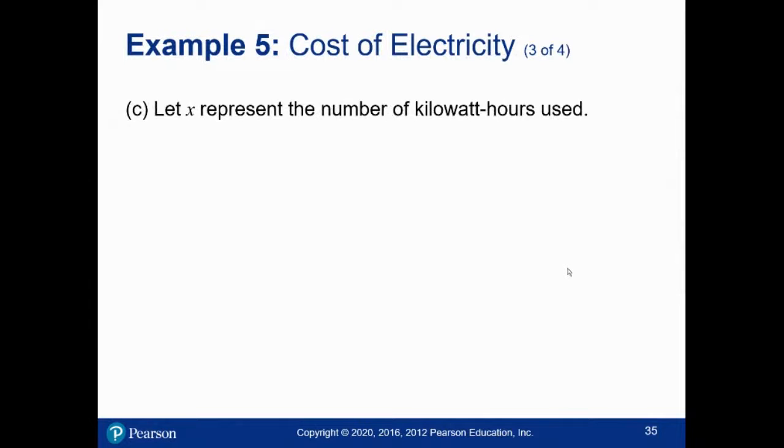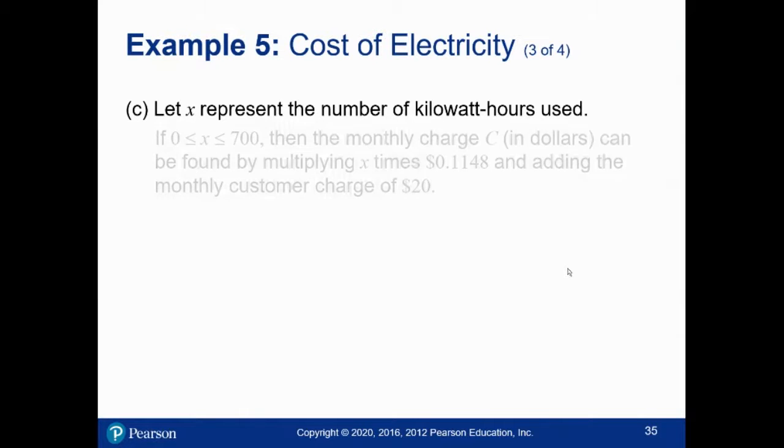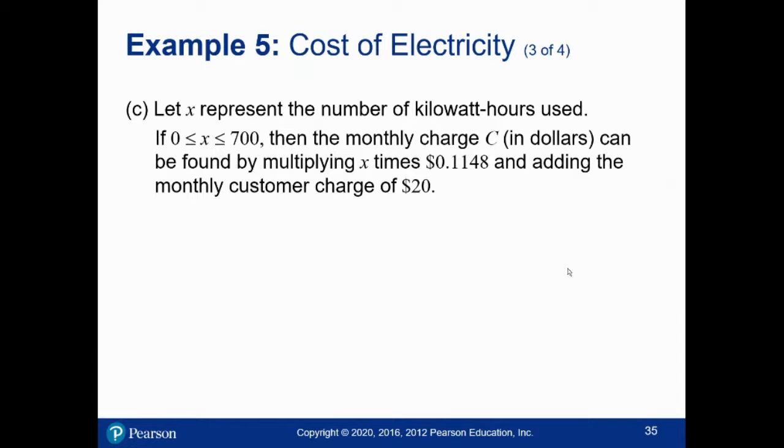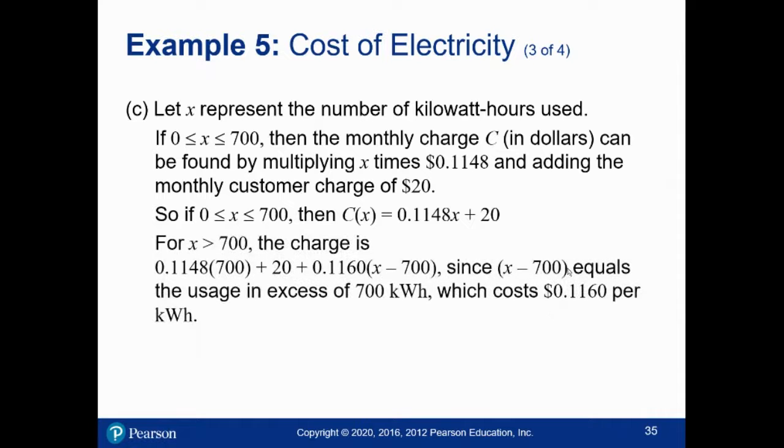The final part is, what function can we come up with that represents this overall? So if the number is between 0 and 700, okay, then all you do is $20 plus the number of kilowatt hours times the cost. Pretty straightforward, okay? But if x is bigger than 700, let's try to figure out what this is expressing, okay?